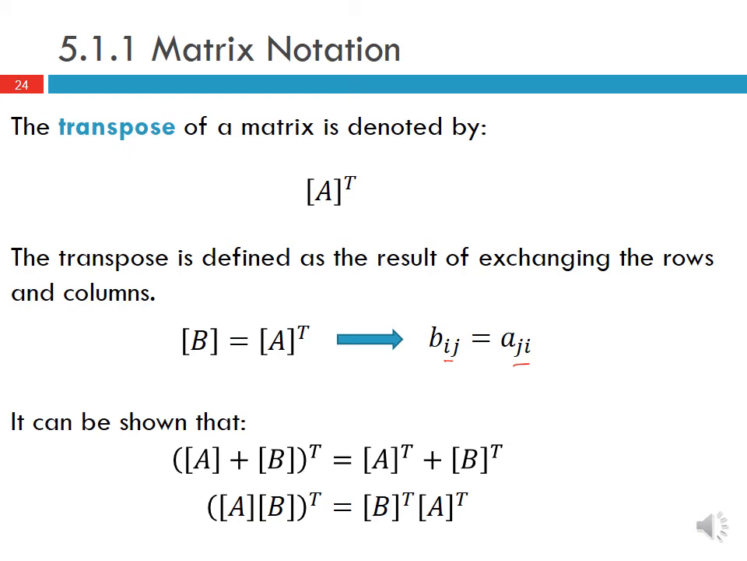And we can show some properties of the transpose. We're not going to go through the derivation of these, but it can be shown that if we have two matrices A and B, then (A plus B) transpose is equal to A transpose plus B transpose. And again, for these two matrices A and B, (A times B) transpose is equal to B transpose A transpose, where this matrix multiplication is going to be defined a little bit later.